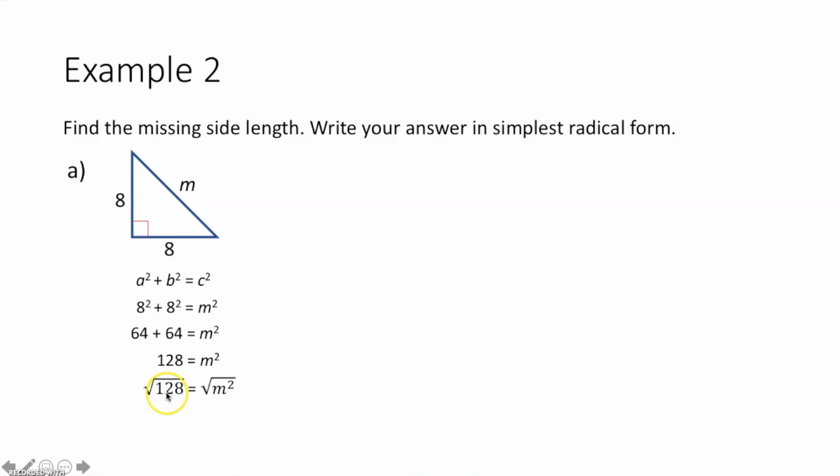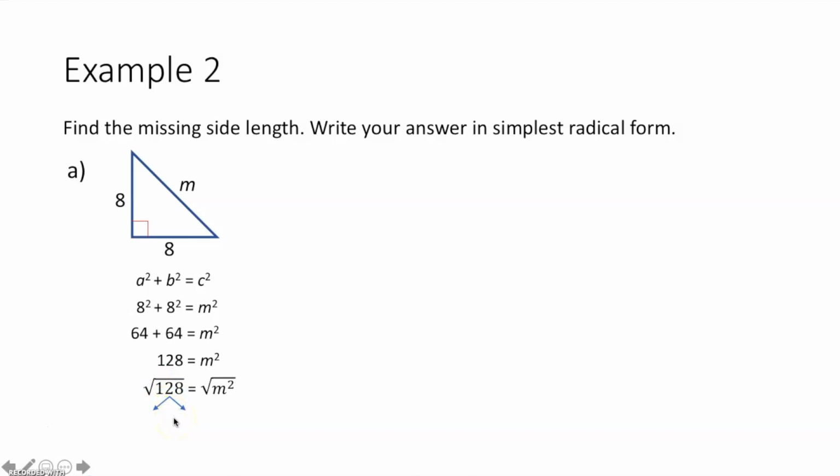Oh, 128 is not a perfect square. So how do I simplify this? How do I write this in simplest radical form? Well, here's what happens. You're going to break up rad 128 into two radicals that multiply together to make rad 128. One of the numbers that you multiply together has to be a perfect square.